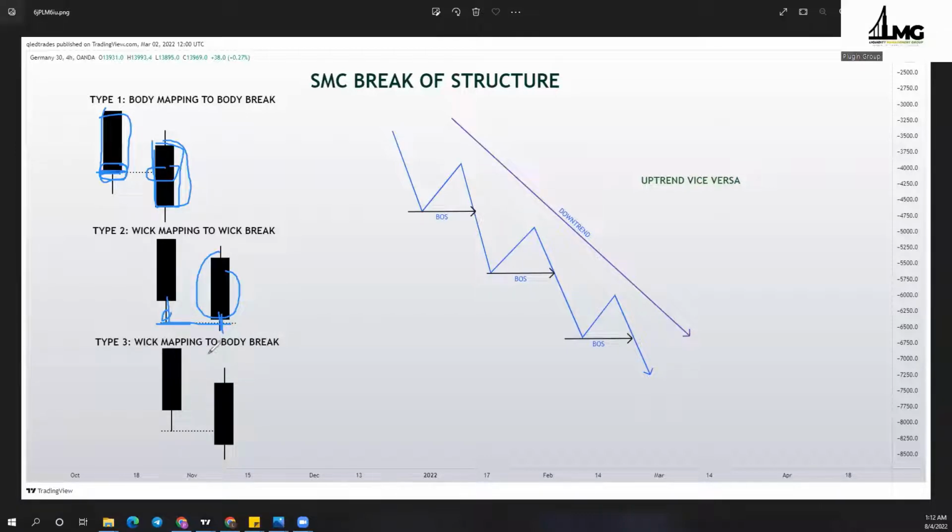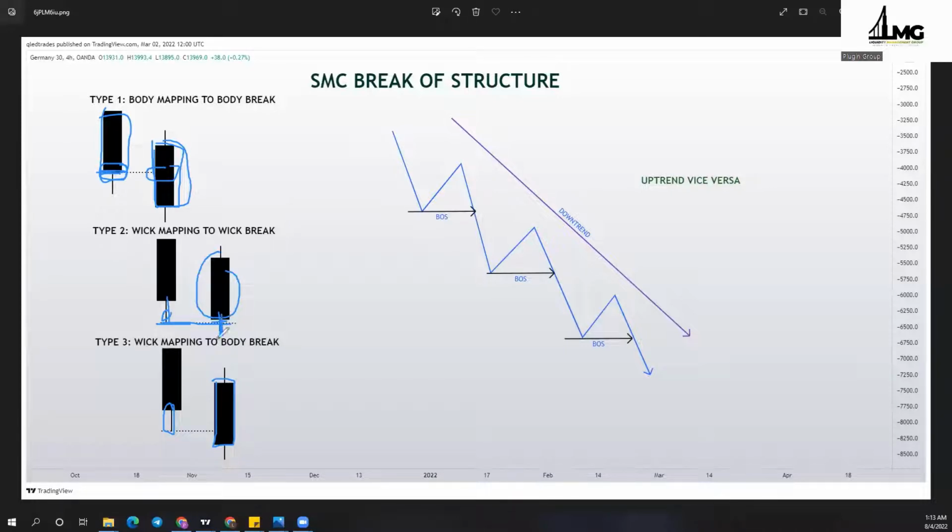And then the third one is wick mapping to body break. In this case, we've got price forming a wick, and then that wick is broken by the body, and the body closes below the wick. Unlike the previous case, where the wick closes but the body doesn't, hence we consider it a wick break.